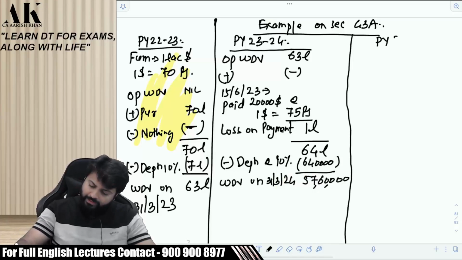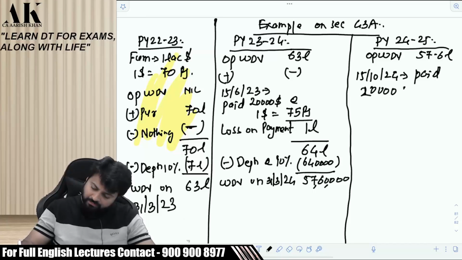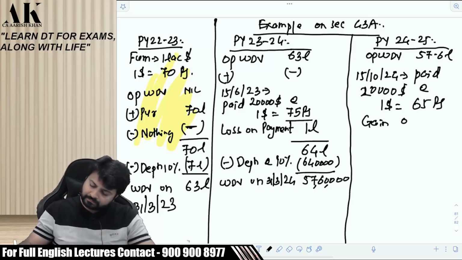In the third year, 24-25, opening WDV is 57 lakh 60,000. And say 15th of October 2024, you paid $20,000 more, when $1 is equal to say 65 rupees. So now what will happen? There will be gain. Gain on payment.